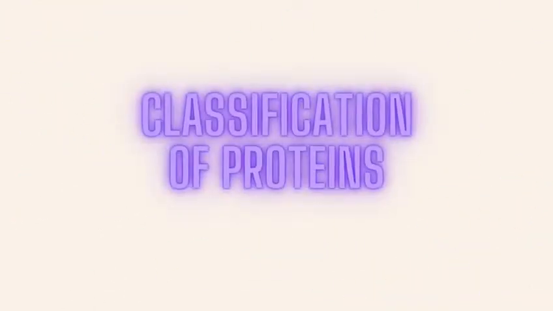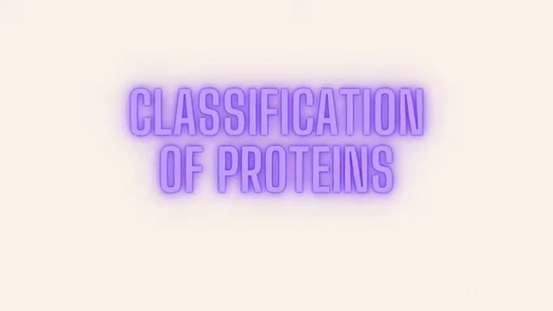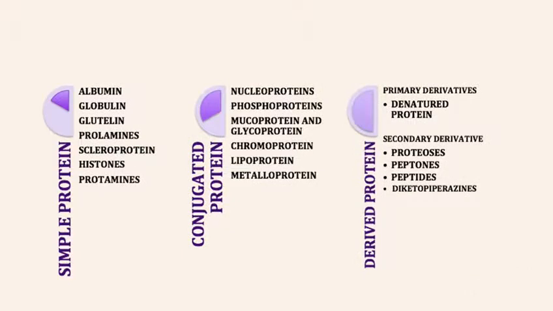Let's see the classification of proteins. Proteins are most conveniently classified on the basis of physical properties like solubility and composition. They have three categories: simple, conjugated and derived. Let's see each one in detail.